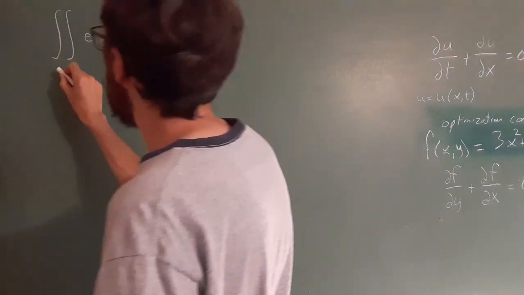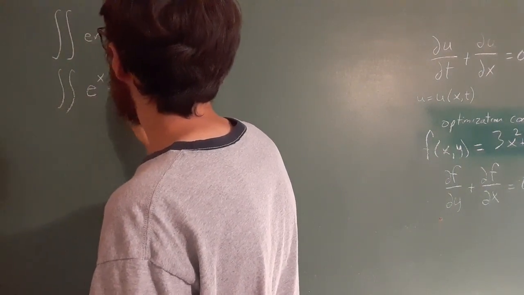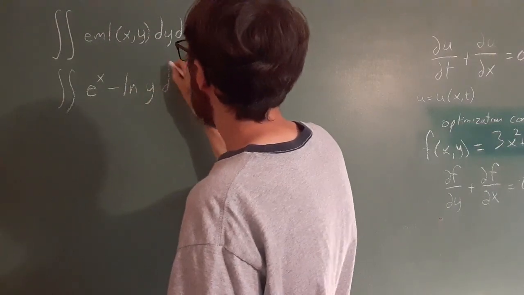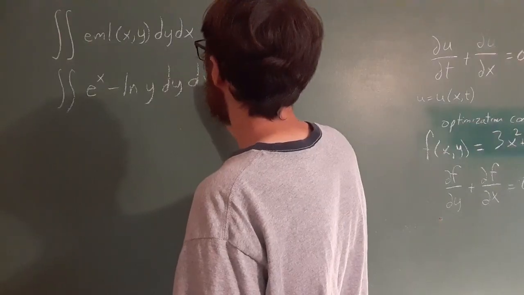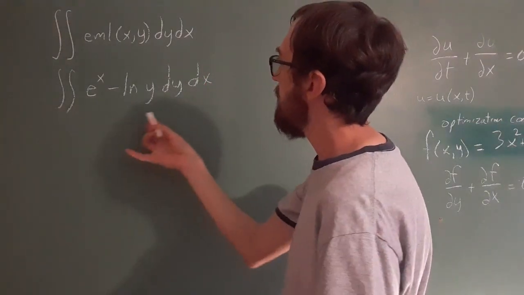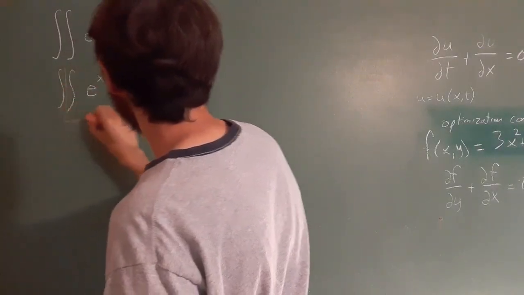This can be rewritten as e to the x minus the natural log of y, dy dx. And then we're going to focus on this inner integration first.